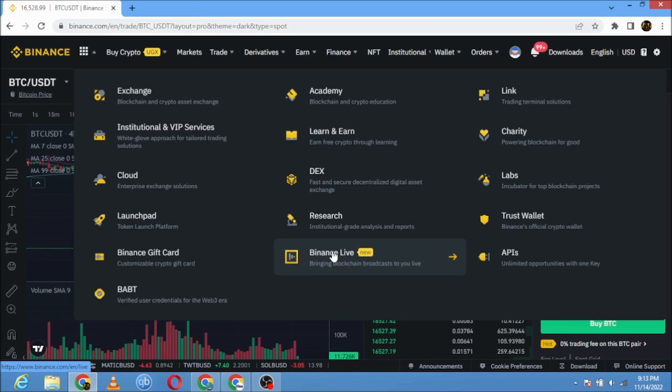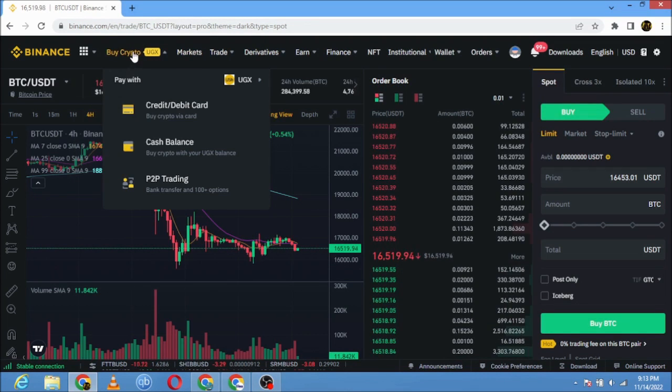This is where Binance Live looks like. If you want blockchain broadcast live, this is where you can get it. There are trading terminal solutions and the charity, where Binance has given some money for crypto, maybe to those people in need. This is where you're going to find it. This is Trust Wallet, an official Binance crypto wallet on Trust Wallet. I know this is another exchange, but Binance has an account on Trust Wallet, with unlimited opportunities with one key, and so many others. So let's go on to buying crypto.